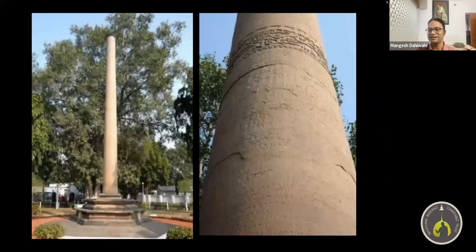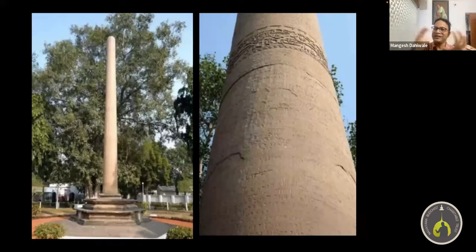This pillar has a very interesting history. It's in Allahabad and it's an Ashokan pillar. And it's also now inscribed by the Guptas, who were not sympathetic to Buddhism. They strove for the Varna-based society, and they inscribed their inscriptions here. And afterwards, even Jahangir inscribed on this pillar of Ashoka.